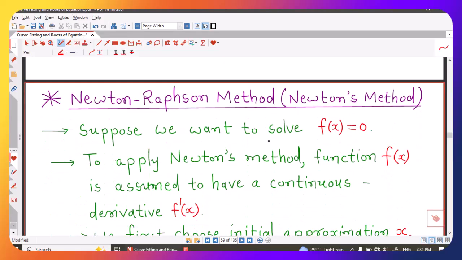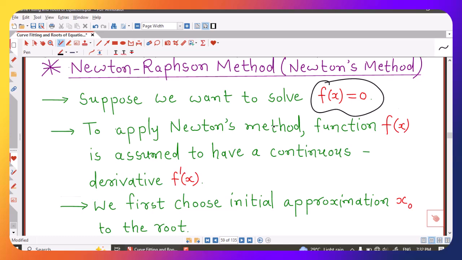So they can ask you to write down the description of Newton-Raphson method. You should write systematically. Here I have written all these details. We can write in this way. Suppose we want to solve the equation denoted by f(x) = 0.